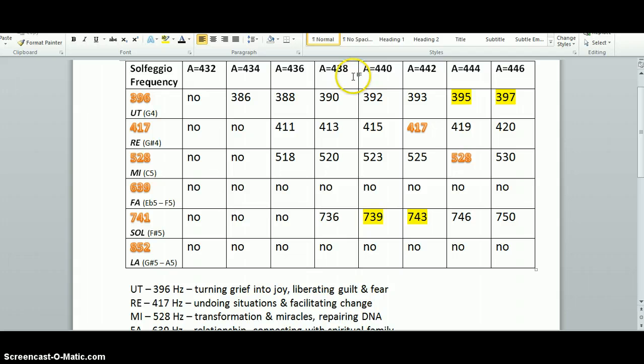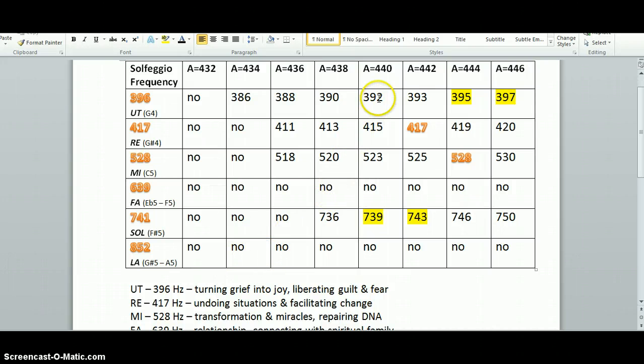Now we go over to the 438, and you'll notice as we're getting closer, I start putting pitches in, especially if it's within 10 cents of the original pitch. As you'll notice, we have 3 or 4 here that are pretty close. The 639 does not work in any of them, and neither does the 852.